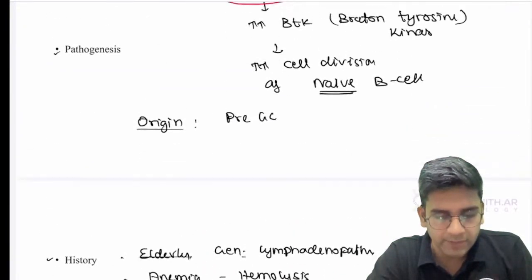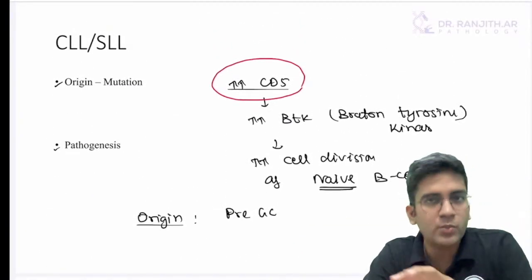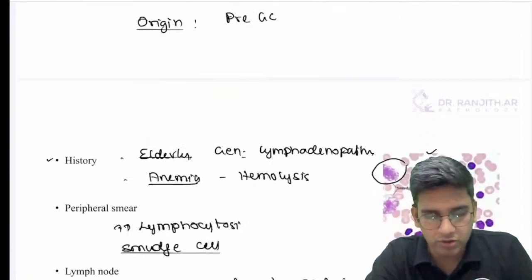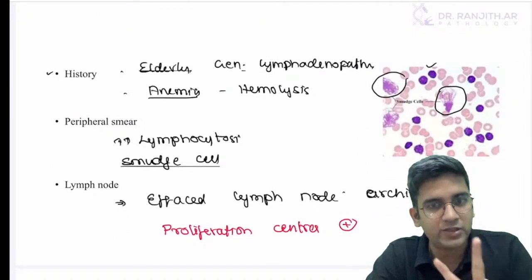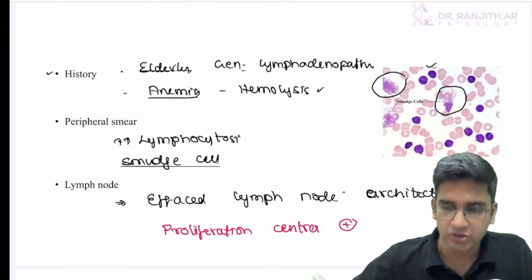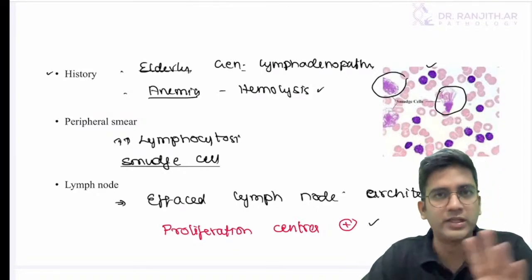Same template we'll be using. Origin, along with the mutation, you'll have the pathogenesis also. History is a template. Lymph node architecture is a template. 2 things. I'll add extra findings, that's all. If there's any extra finding along with the template, we'll add it.